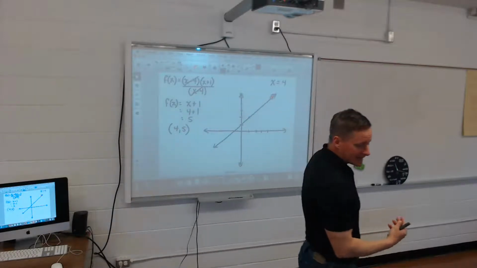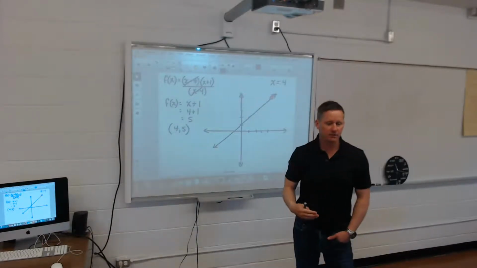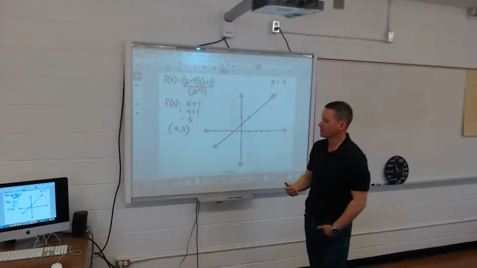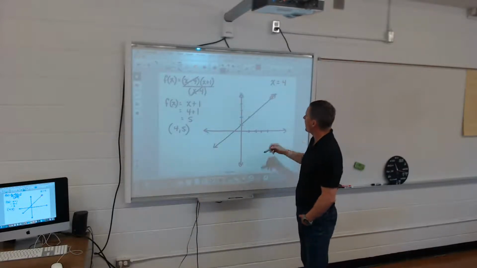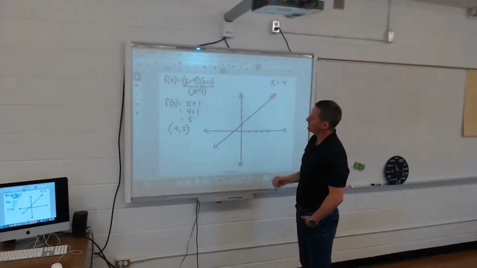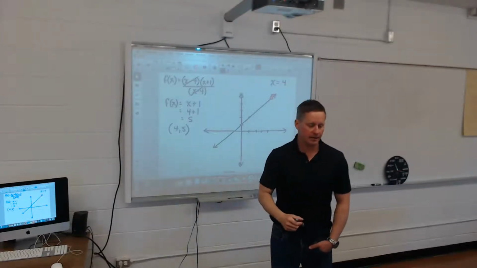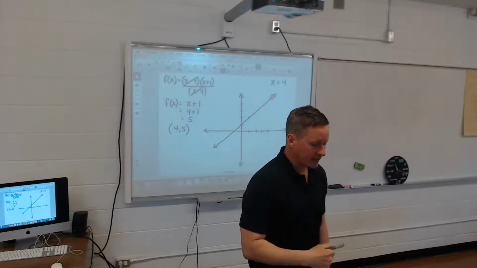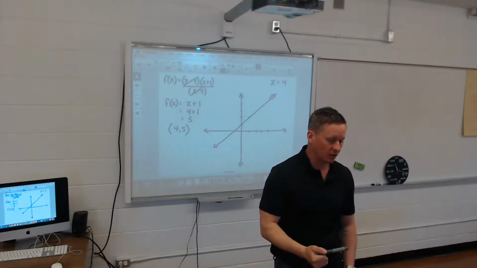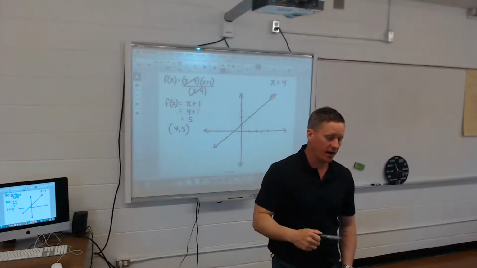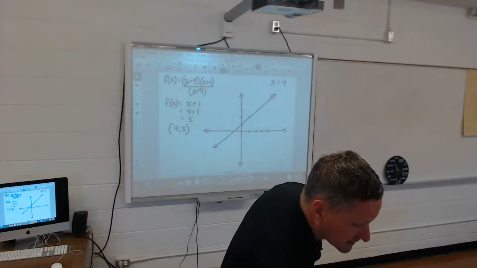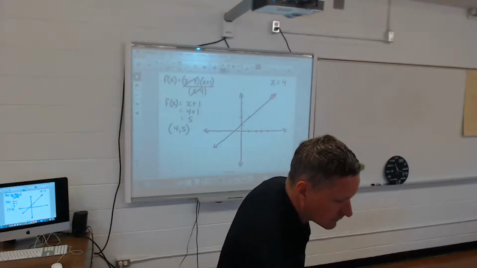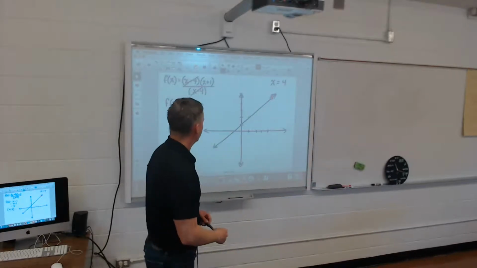So it really isn't that difficult of a task to do. Okay? You've got (4, 5). I add my open dot, and that's all it is. So when it comes to the point of discontinuity with no asymptotes, all you're generally doing is drawing a line. And then you put an open dot somewhere along that line. Okay?